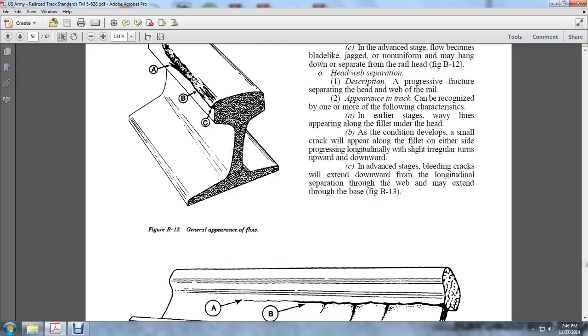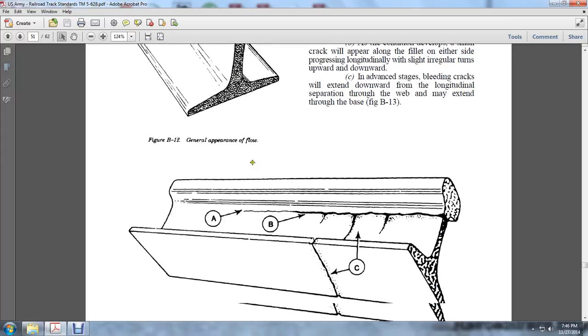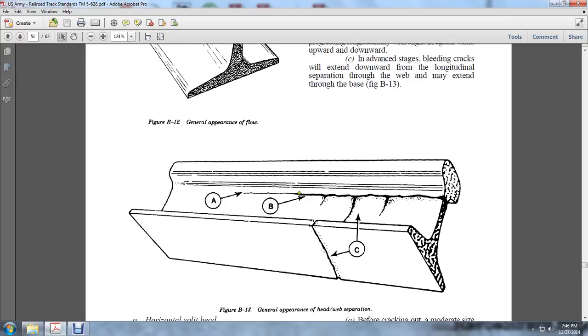web in the head, at the fillet, not under the fillet but at the edge of the head. Here is the general appearance of a head and web separation. So the web and the head have been separated.